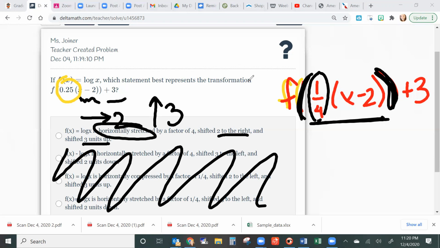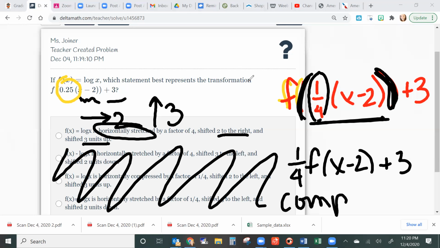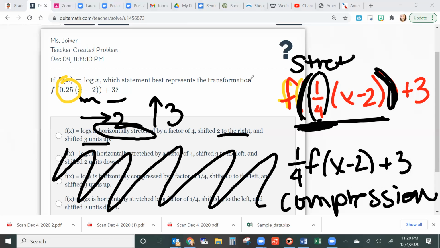So normally a fourth would be a compression, but because it's on the inside, that's why they're listing it here as a stretch. Okay, so just be aware, if that number was on the very outside, I would be calling that a compression all day. A fourth here like this, f of x minus 2 plus 3, that would be considered a compression. But because it's on the inside in the parentheses, that's what makes that actually a stretch.